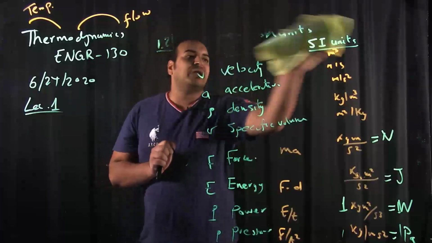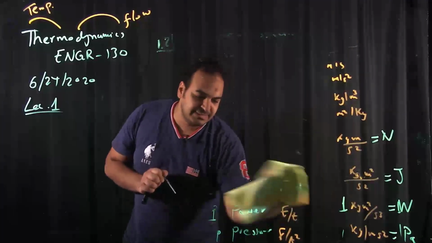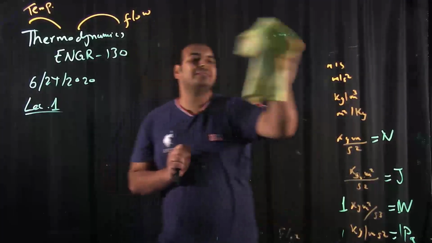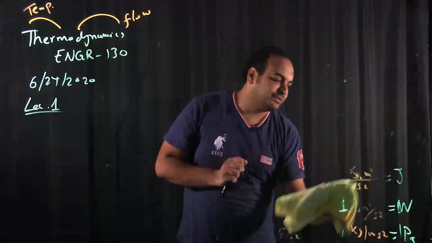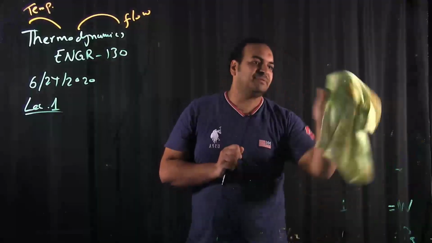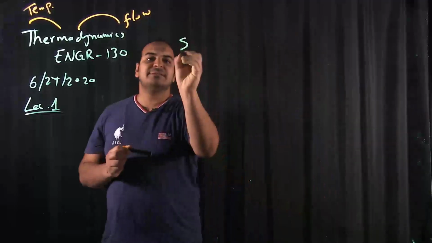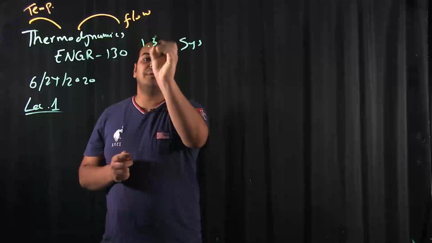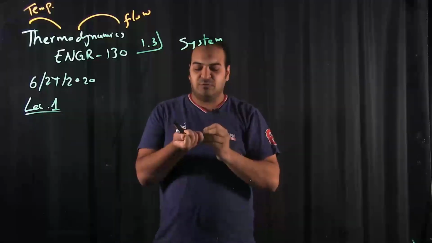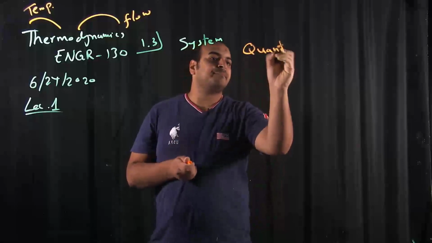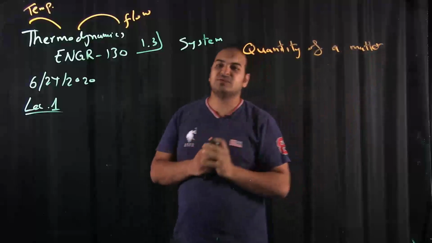In section 1.3, we're going to talk about system. What is a system? A system is a quantity of matter, a part or region of space we are interested in studying.